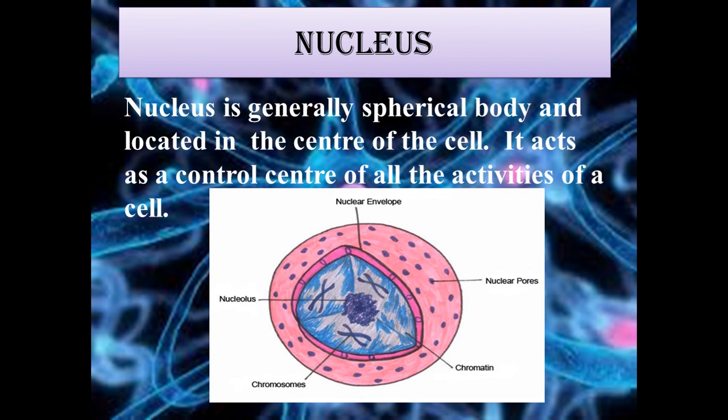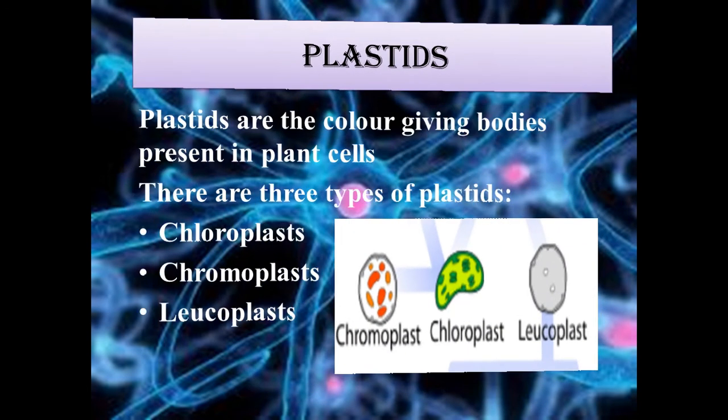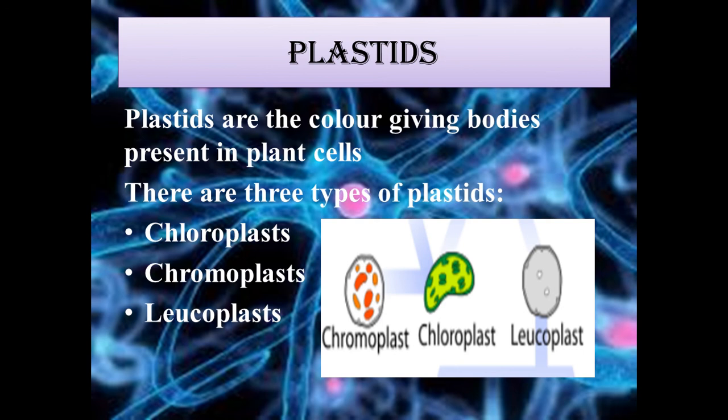The next part of the cell is plastids, but they are present only in plant cells. Plastids contain certain pigments that have a specific role to play in the functioning of plants. There are three types of plastids: chloroplast, chromoplast, and leucoplast. Chloroplasts are the green plastids. They contain chlorophyll, a green pigment you have studied even in lower classes, which helps in the process of photosynthesis.